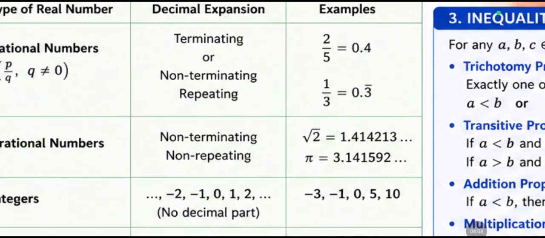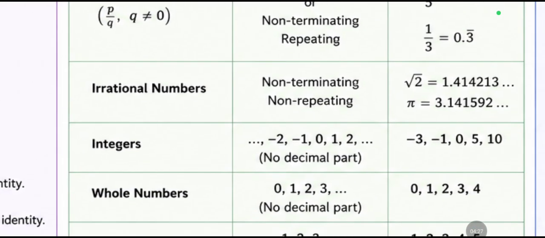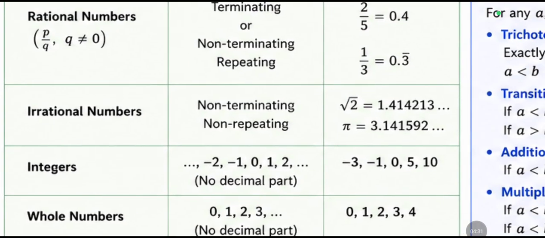Similarly, we take 1 by 3. 1 is continuously divided by 3. So it is non-terminating, meaning repeating. So 1 by 3 equals 0.3 recurring, that is 0.3333 and so on. Now irrational numbers are non-terminating and non-repeating, like root 2, pi, root 3, root 5, etc.